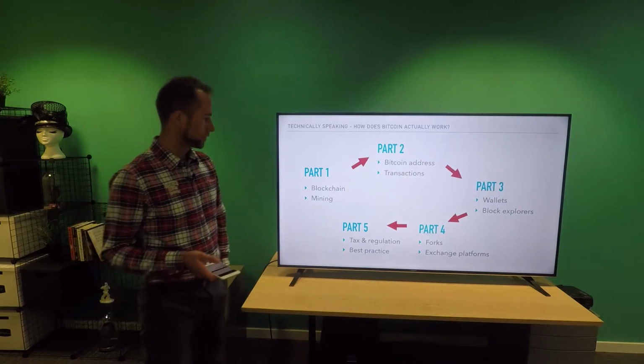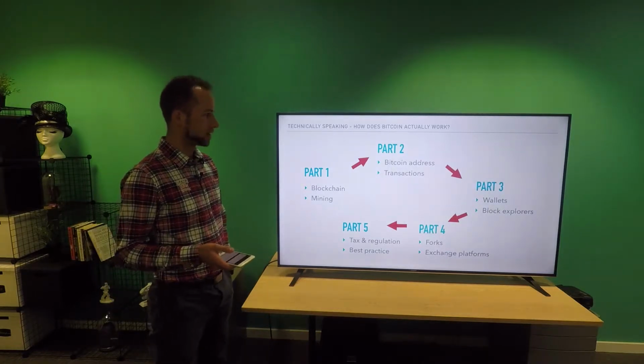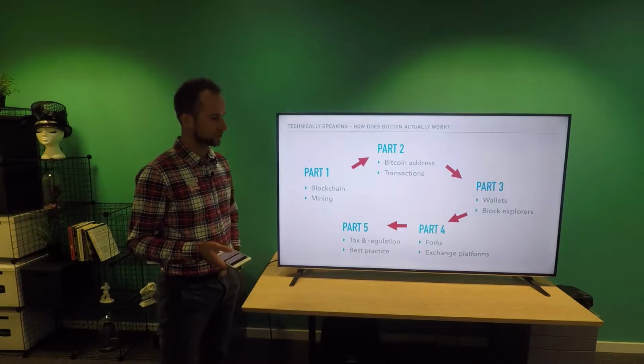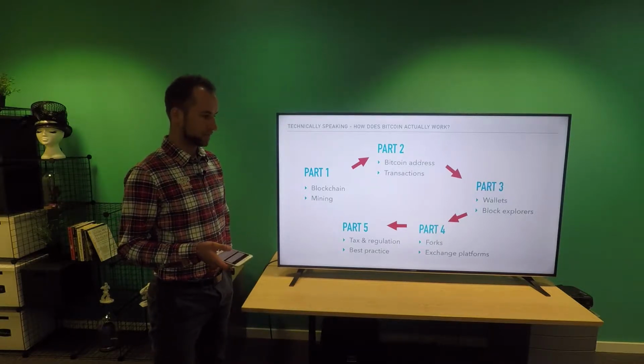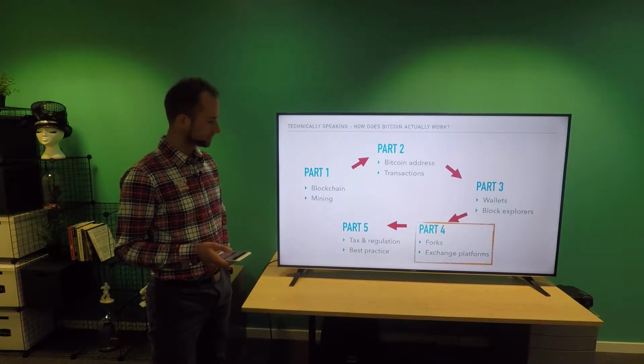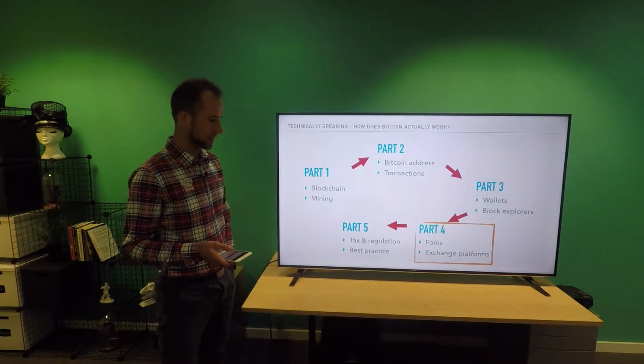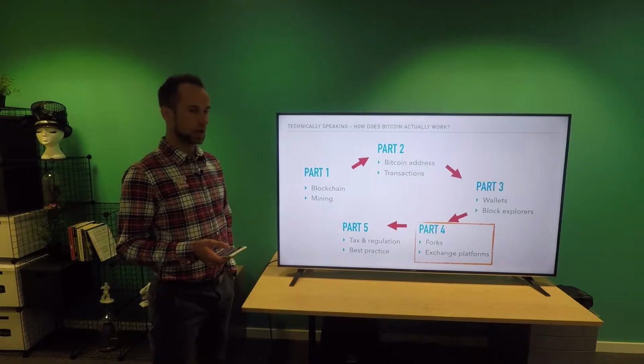We've already talked about blockchain and mining, Bitcoin address, transactions, wallets, block explorers. Today we're going to be talking about forks and exchange platforms. And we're left with tax and regulation and best practice for the next week.